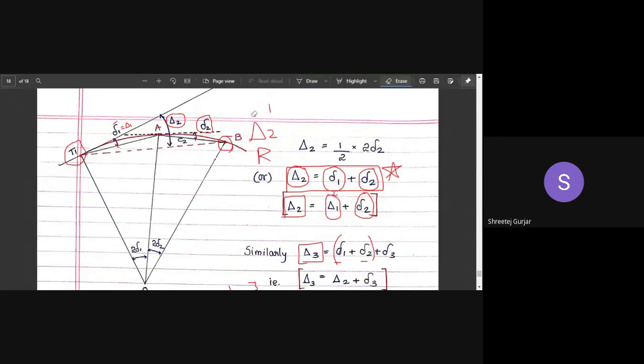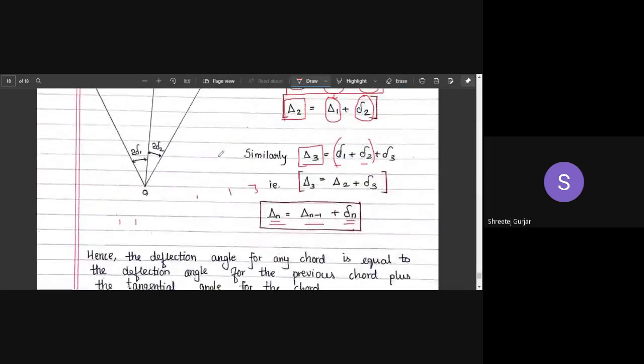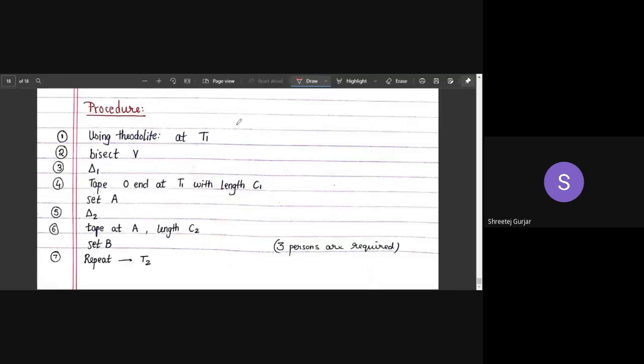Now you need to understand how to use your theodolite and set your curve using this particular method. I have written in short points, but in the exam you have to write in detail. So let me draw and explain to you. This is your center O, this is your radius R, and this is your point T1.